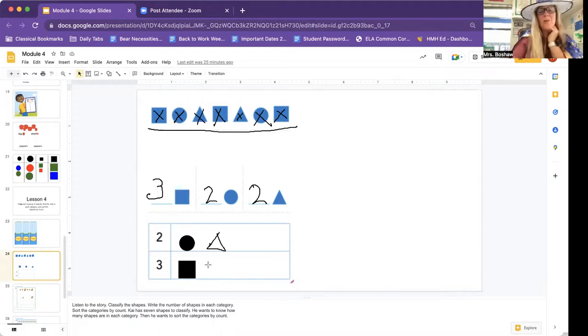When I look at this box, I can say, oh, here's the number 2. That means I have 2 circles and 2 triangles. And this is in the 3 row. So I know that there are 3 squares. And that's how we sort by count.